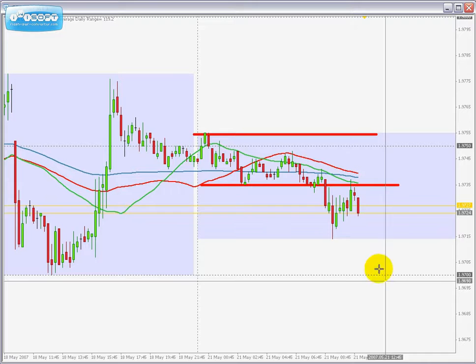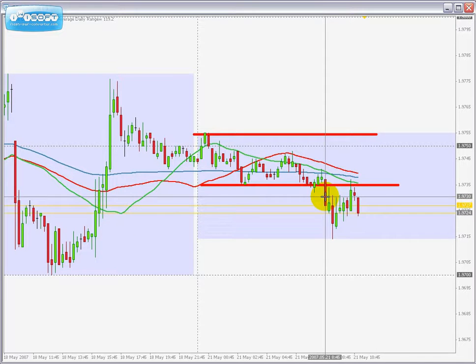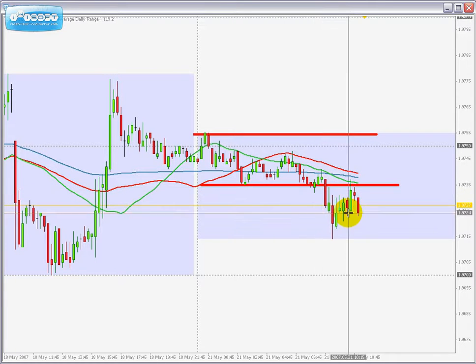This bar that I'm pointing out right now is the 7:45 bar, London time, just about 15 minutes prior to the London Open. So that's about right.